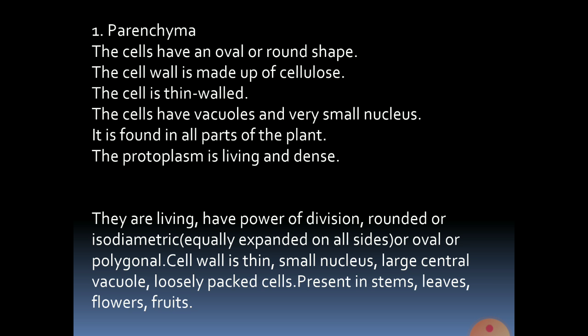Rounded or isodiametric means that if cut from the center, they are equally expanded on both sides. It is like if you cut a circle from the center, it will be equally divided. Or oval, polygonal. Cell wall is thin, small nucleus, large central vacuole, and loosely packed cells present in stem, leaves, flowers and fruit. As I told you, parenchyma is present in all parts of the plant, be it stem, leaf, flowers or fruits.